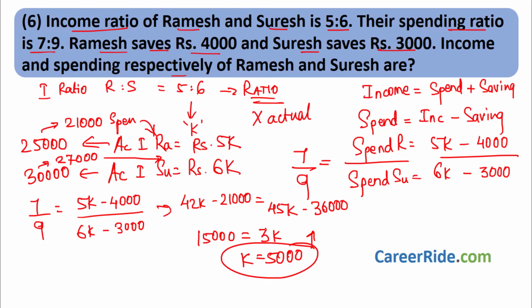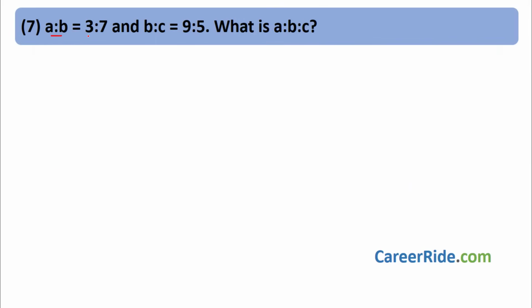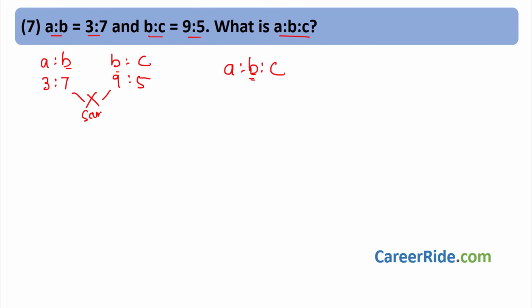Moving to question number 7. A is to B is 3:7 and B is to C is 9:5. What is A is to B is to C? Now we cannot directly write 3. We have A is to B and we have B is to C. What is here? 3:7. What is here? 9:5. Now we have to find A is to B is to C. So we cannot directly write value of A as 3, value of C as 5, because there is only one B over here, but there are two B's over here and value of both are not same. So what to do?